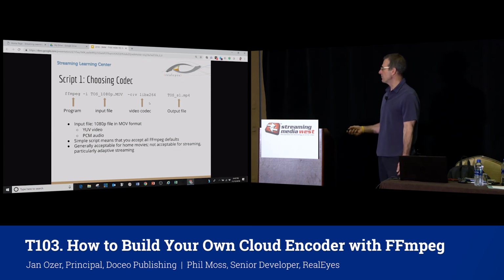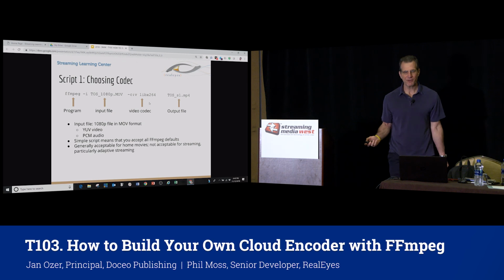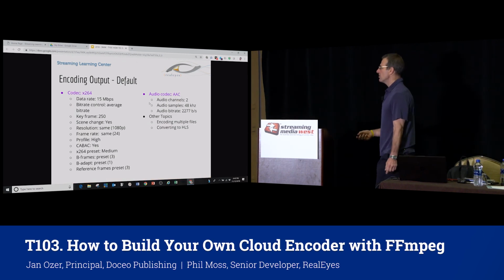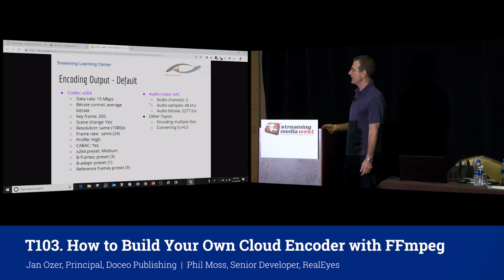So here we see we're calling the video codec. In this case, it's the x264 codec. That's the H.264 codec that comes with FFmpeg. So it's input file, codec, and output file. Pretty simple. It's a simple script, which means you're going to accept all the FFmpeg defaults. What does that mean? It means all this stuff is going to be decided by the default. In some instances, that's OK.